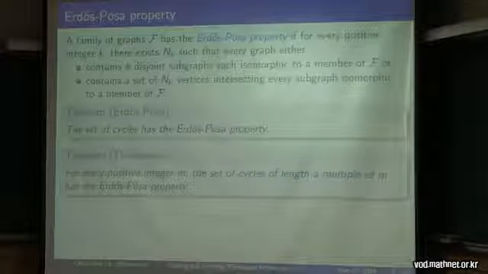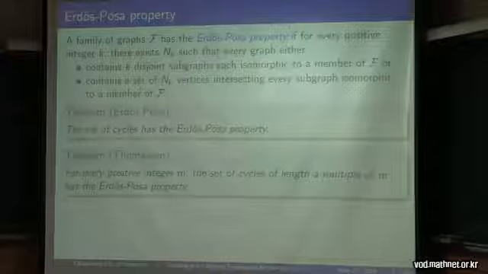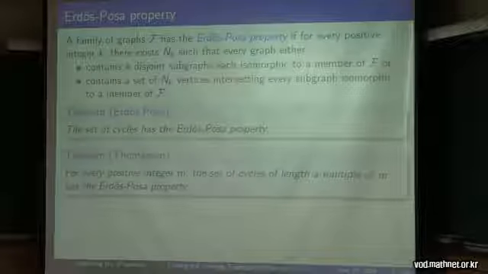One example is Thomassen's theorem. He proved that if we fix a number n, then the set of cycles of length 0 modulo n has the Erdős-Pósa property.